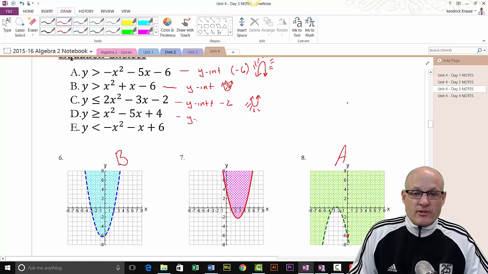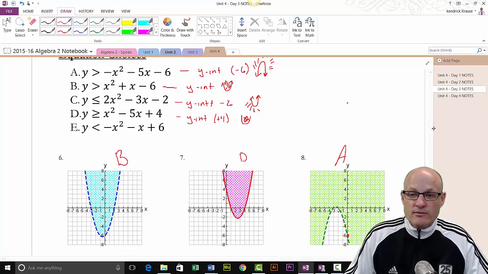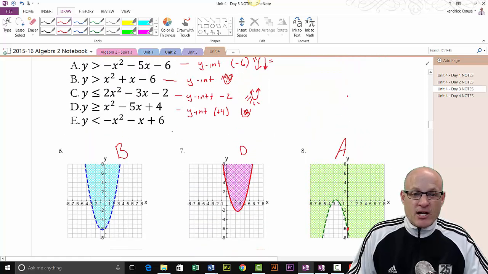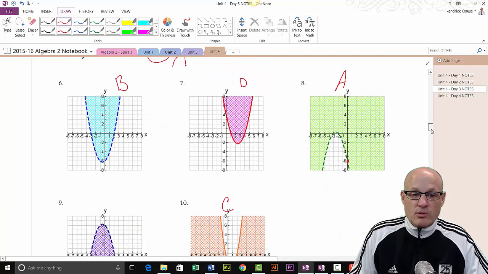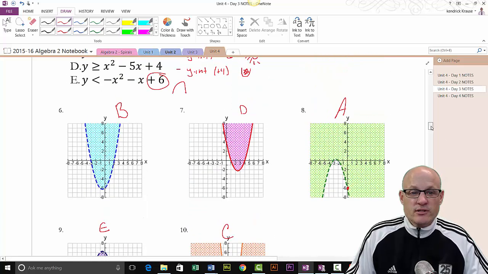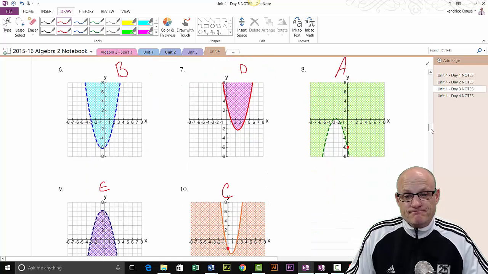Y-intercept is positive 4. It's a parabola going up, and we're going to shade above it because it's greater than. And that looks like this, D, I'm guessing. And this one's an upside down parabola with a y-intercept of 6. And we're shading below y-intercept of 6, and this would be, I don't know, E, right? Is that our last choice, E? E. Okay, not bad.